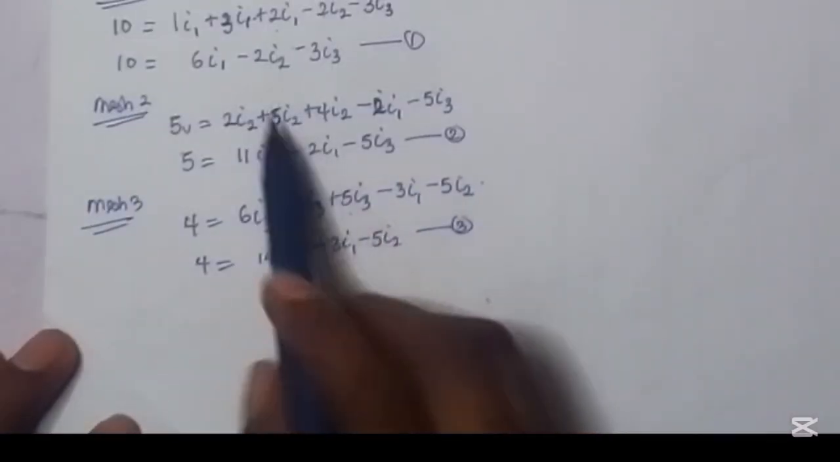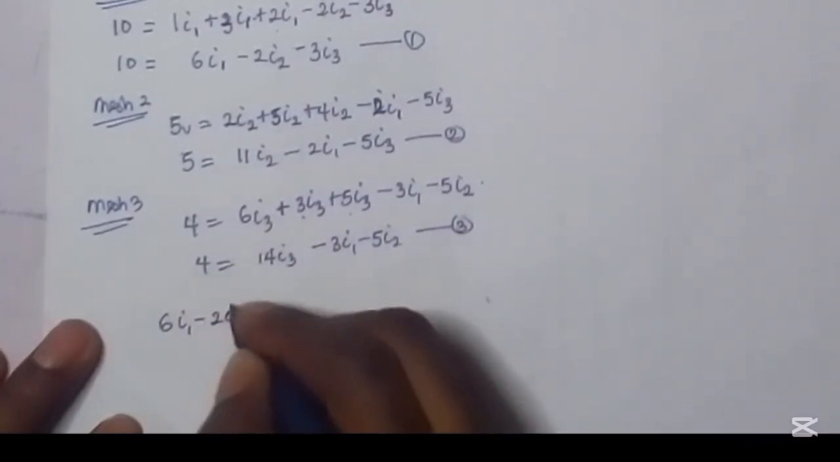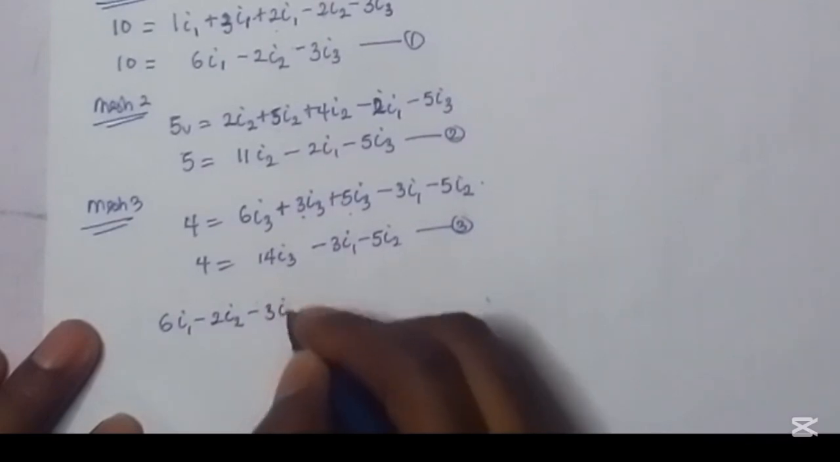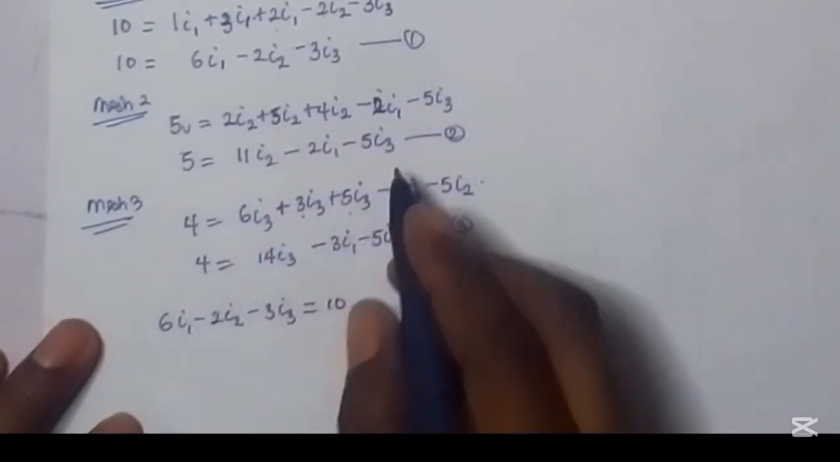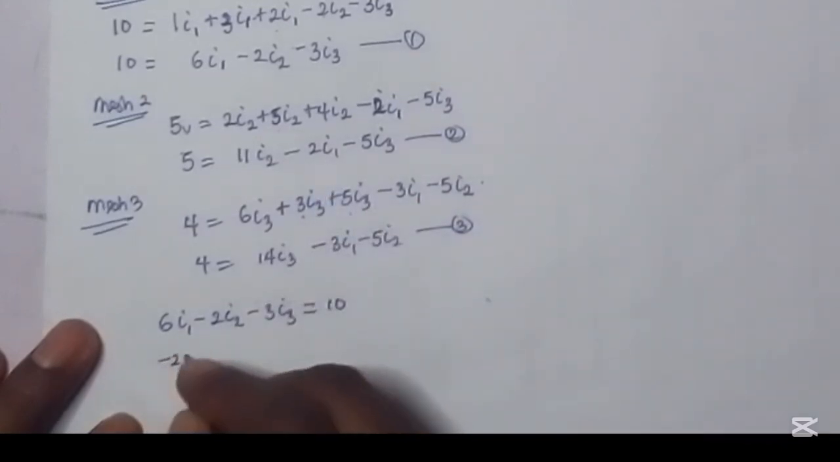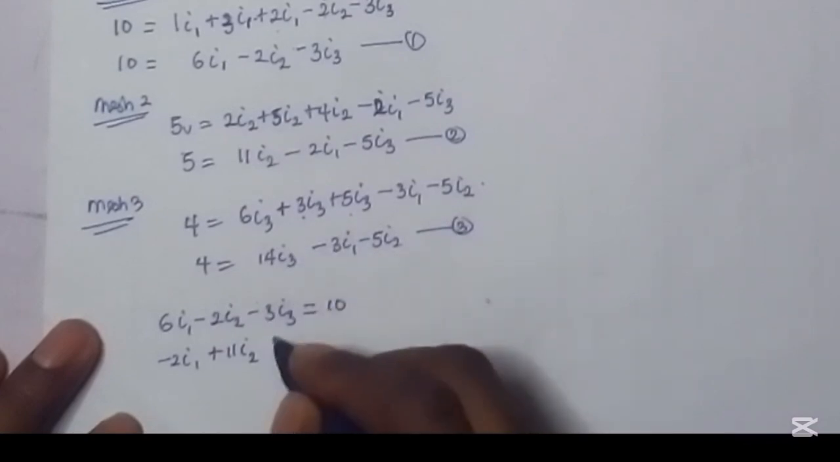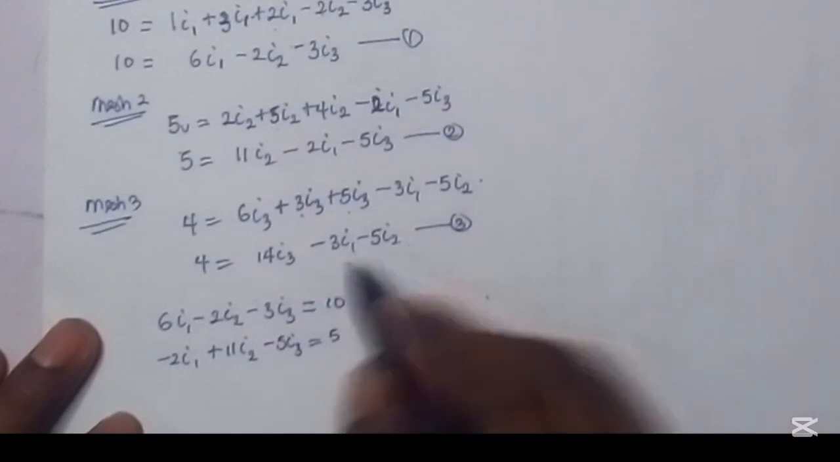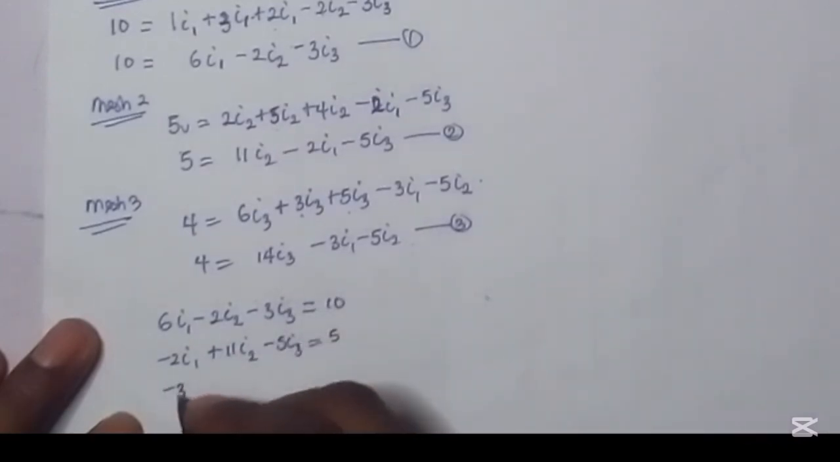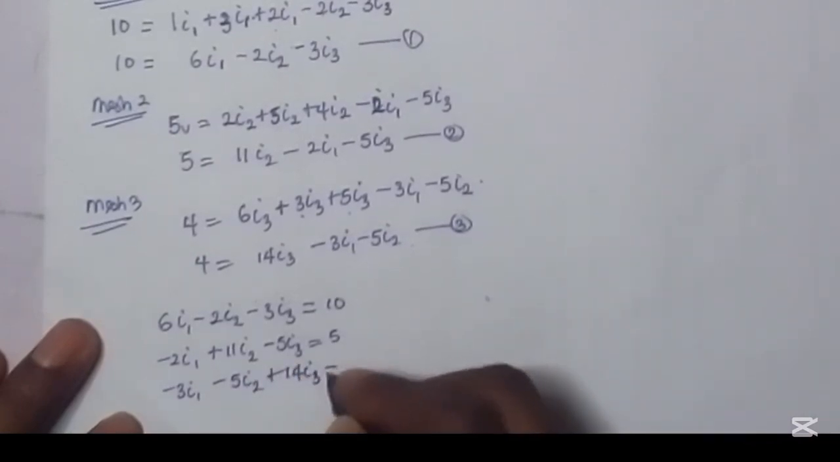So rearranging the first equation will give me 6 I1 minus 2 I2 minus 3 I3 is equal to 10. The second one will give me minus 2 I1 plus 11 I2 minus 5 I3 equals 5. In the same vein, the last one will give me minus 3 I1 minus 5 I2 plus 14 I3 equals 4.